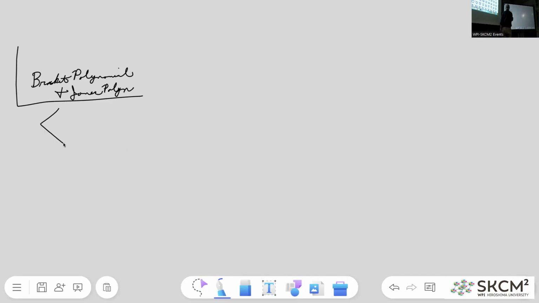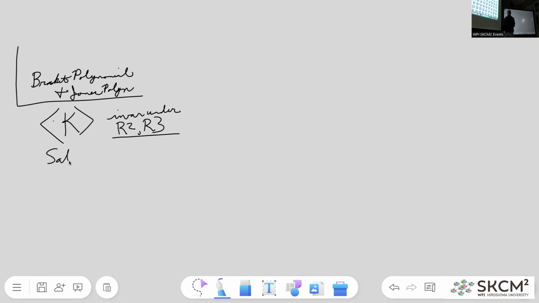So I'm going to define an invariant, which I call bracket K, and this is going to be invariant under Reidemeister 2 and Reidemeister 3. And we'll normalize it to get it to be invariant under Reidemeister 1, but it's most convenient to not worry about making it invariant under 1 until later. And it's going to satisfy a recursion.